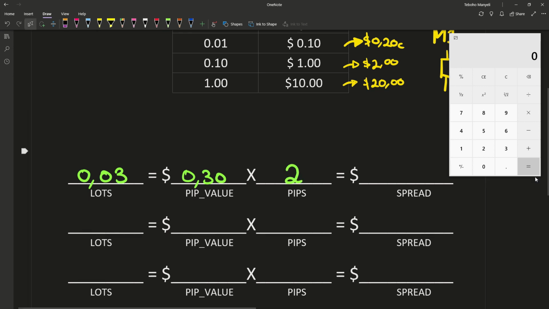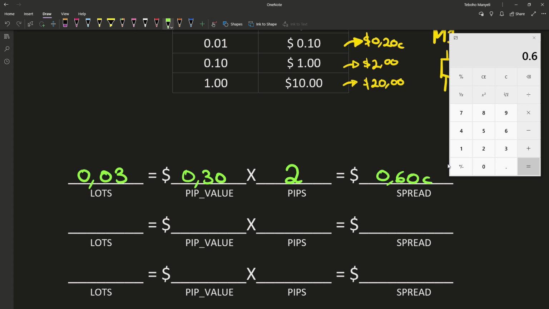This means all we have to do is take the pip value, which in this case is 30 cents, 0.30, multiply that amount of pips of spread that you need to pay for. That will give you an amount of 60 cents in dollars. So that's how much spread is going to go to the broker, and you can recover this within literally 1 minute.